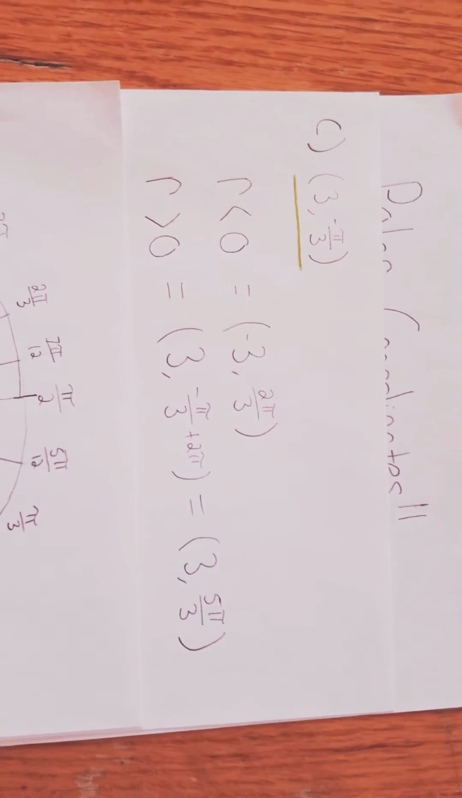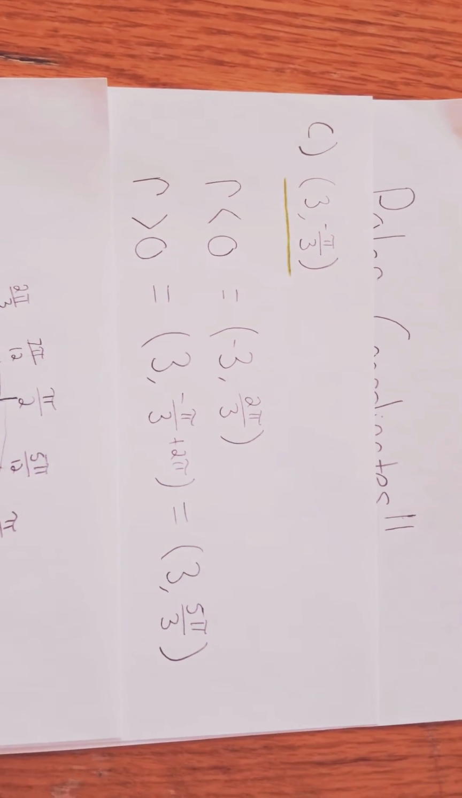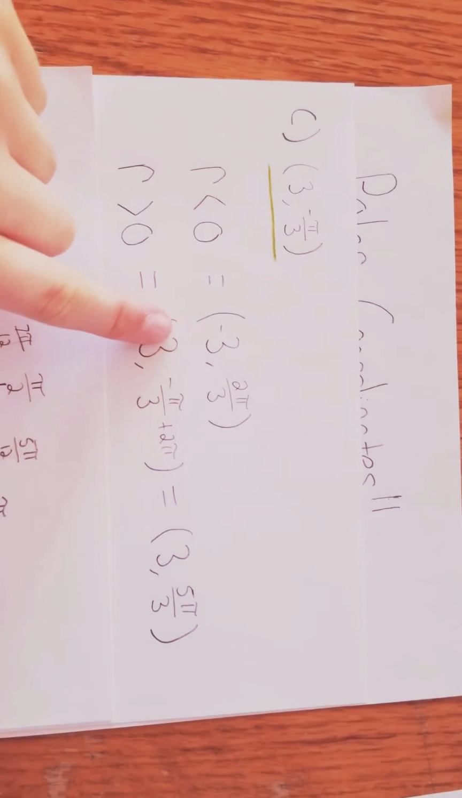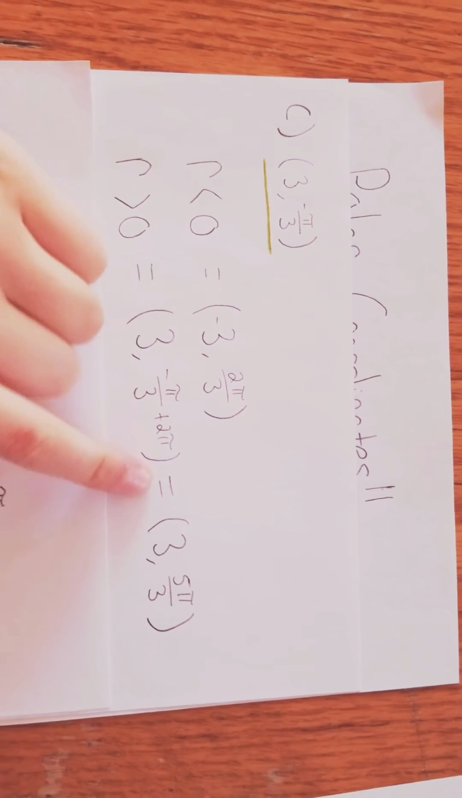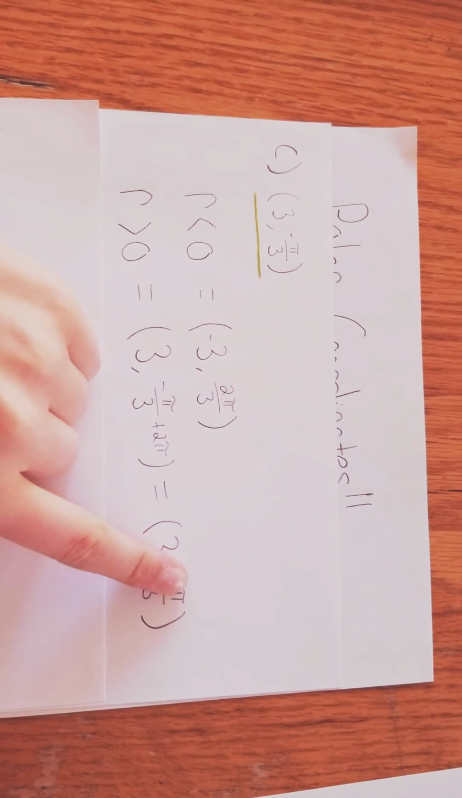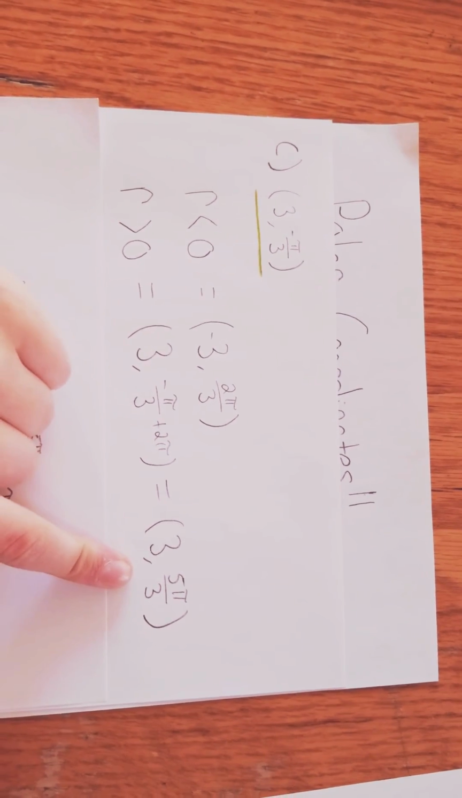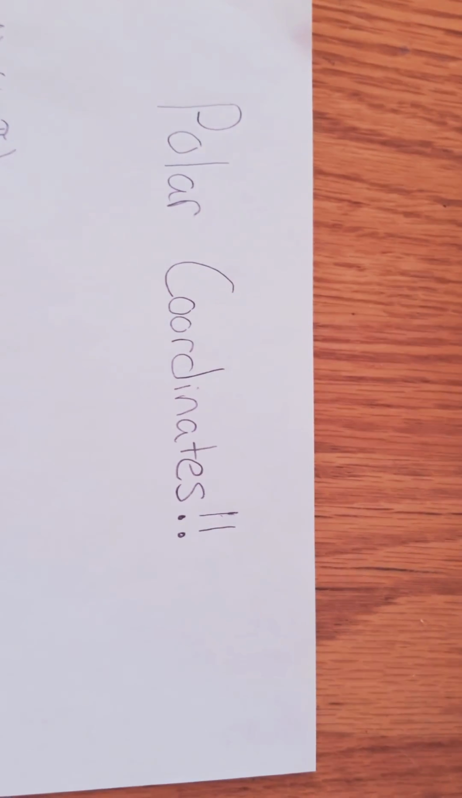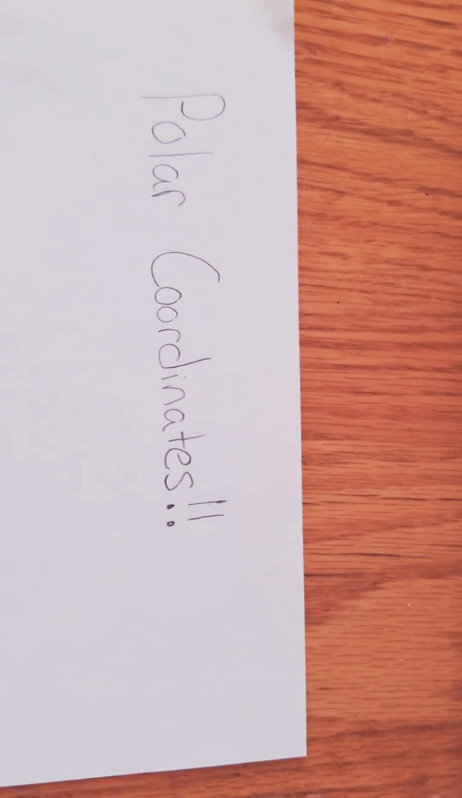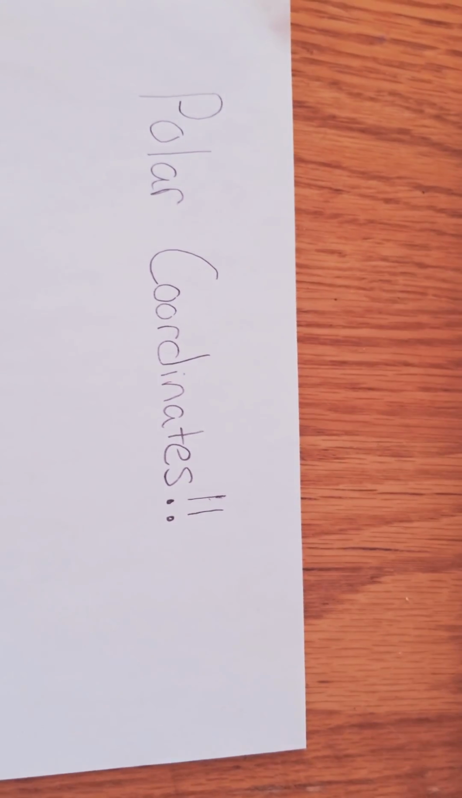So the second one, it wants to keep the radius greater than 0, so we can just keep the 3, and we can add 2 pi, and that will give us 3 and 5 pi over 3. Alright, and that's the end of the video, and that's how you plot and find other coordinates of polar coordinates.